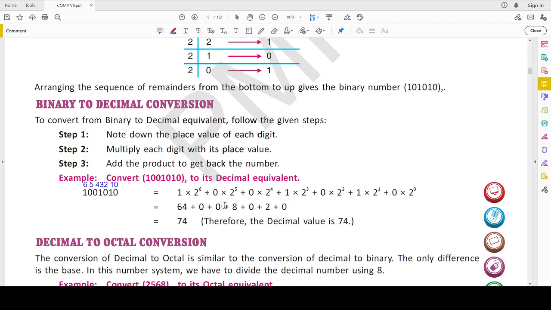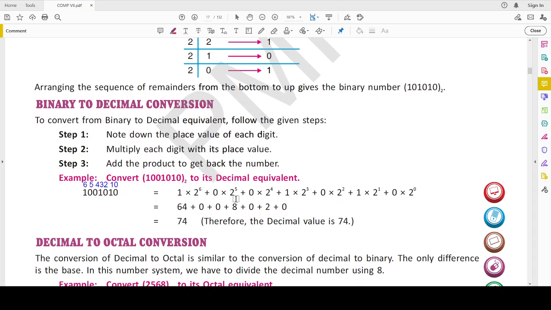So don't calculate the zeros, because 0 into 2 to the power anything, whatever the power is, the value will be 0. You multiply something with 0, you will get a 0, right? So only calculate the positions for 1.